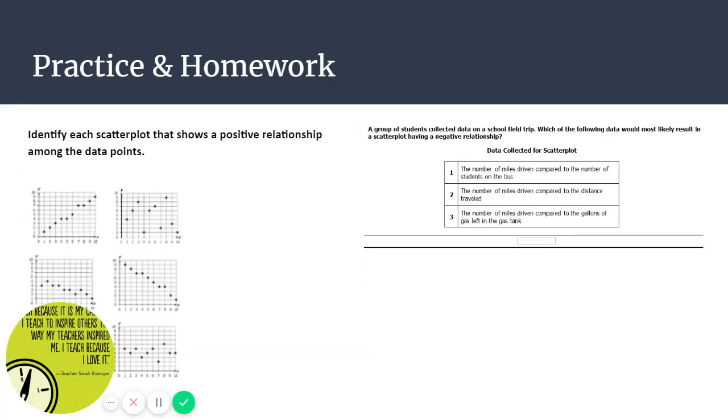We're now ready for our practice and homework. For the first question, you are given 6 graphs and asked to identify each scatter plot that shows a positive relationship among the data sets. And for the second question, it says a group of students collected data on a school field trip. Which of the following data should most likely result in a scatter plot having a negative relationship? We ask that you please take a few seconds to pause the slides and to respond to these 2 practice/homework questions. We will go over the responses to them during tomorrow's lesson.